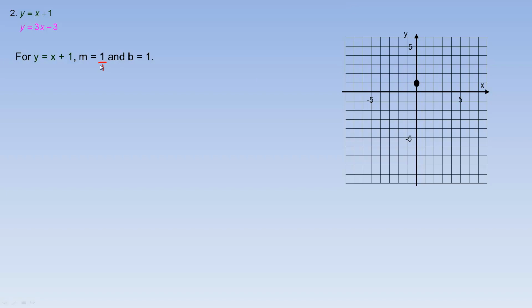And if the slope is 1 over 1, I go up 1 to the right 1. There's a point, up 1 to the right 1. There's a point, and I, of course, could keep on going. There's my y equals x plus 1 line. Now for this one, the slope would be this 3, and the y-intercept is negative 3.